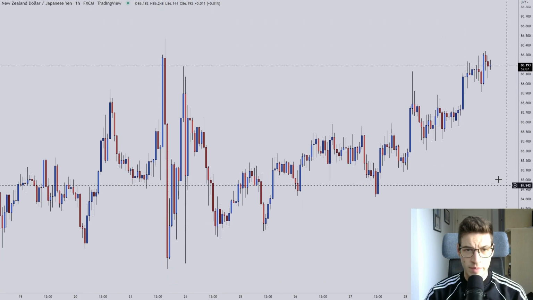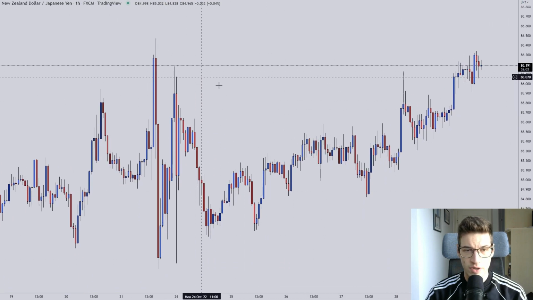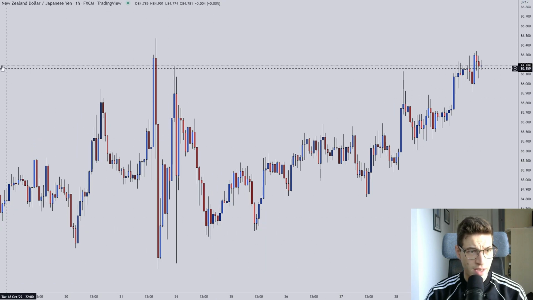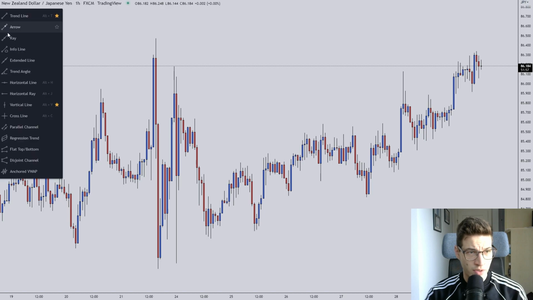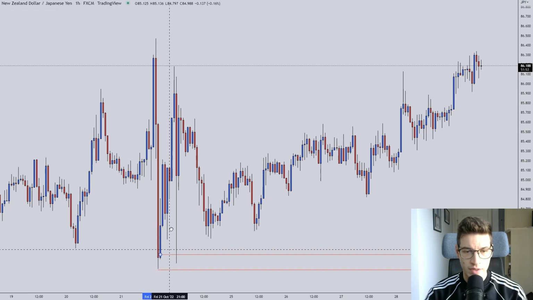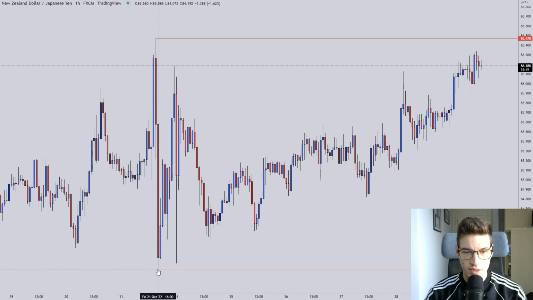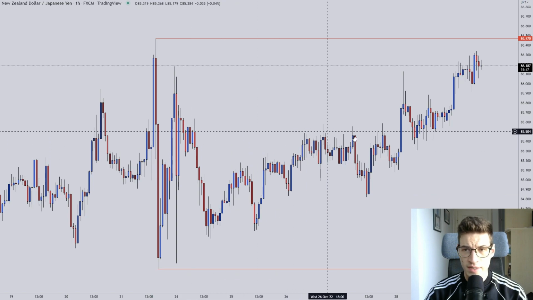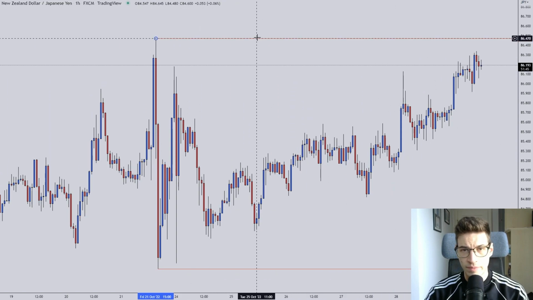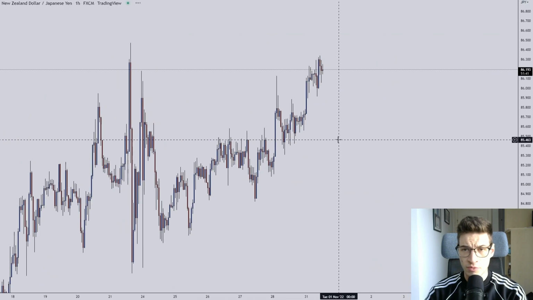NJ, New Zealand Japanese yen, still stuck between the low and the high. We still have not broken out as far as I can see. So I can put in the ray lines, horizontal ray right here and right here. This is your most recent high. This is the most recent low. We are still inside of this structure. So being more patient, waiting for a large push up, large push down.